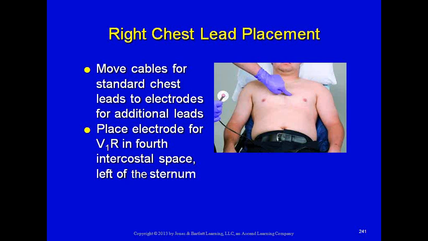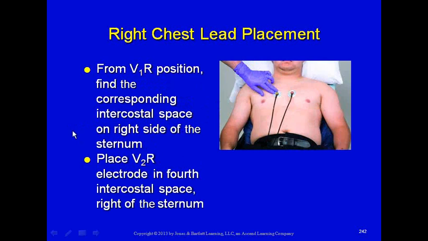Now, if you want to do a right chest lead 12-lead ECG, a right 12-lead ECG, then you leave V1 and V2 in the same spot, and then you pick up 3, 4, 5, and 6 and move them over to the right side in the same location in that fifth intercostal space.